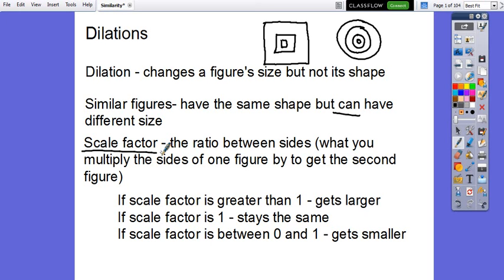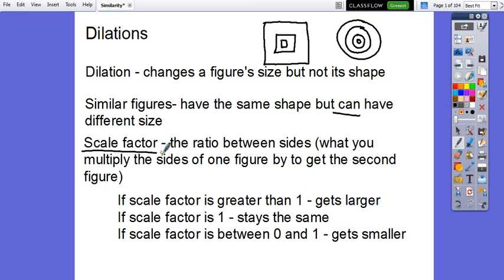So you might be multiplying by a scale factor of 1/2. What would that do to all the features of, let's say, a square? If you multiply by a scale factor of 1/2, what does it do to the new figure? Is it going to be smaller or bigger? If you take half of its dimensions, are you going to end up with a bigger figure or a smaller figure? Smaller, because you're cutting everything in half.